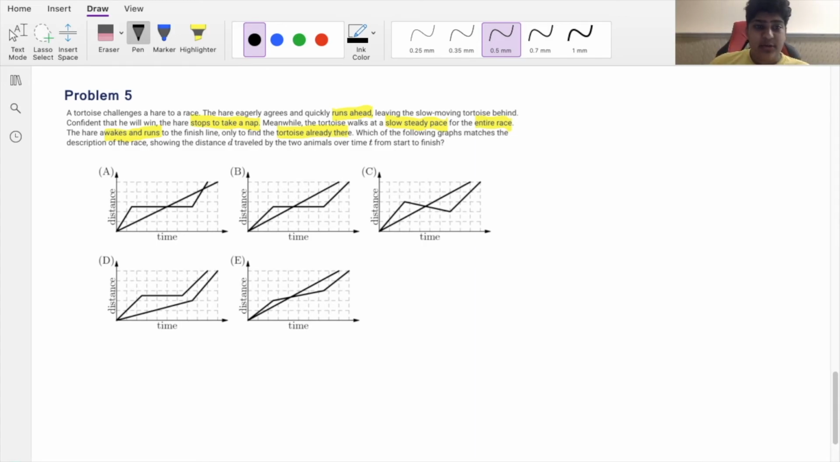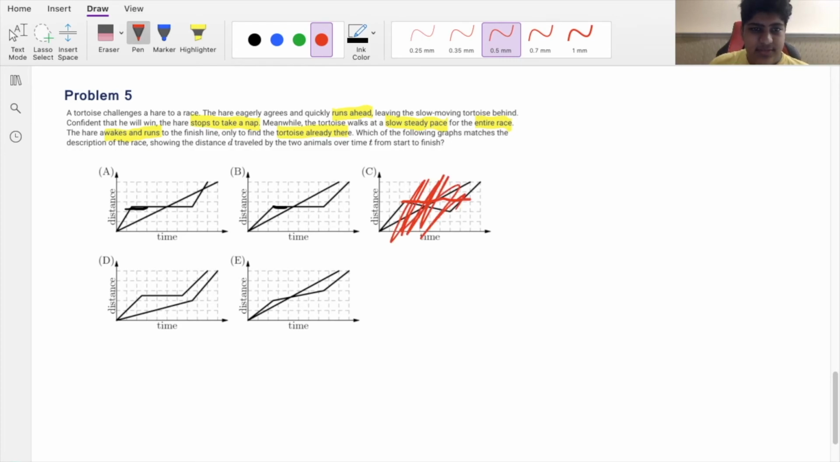But confident that he'll win, the hare stops to take a nap. So we know that the hare stops to take a nap, right? The thing is, the hare is the line that was moving faster. So, for example, in choice A, the line that was moving faster is the one that's leveled off. Same with B. However, in C, instead of leveling off, it actually went down. But that's not what we want. We want it to go straight. So thus, choice C is eliminated.